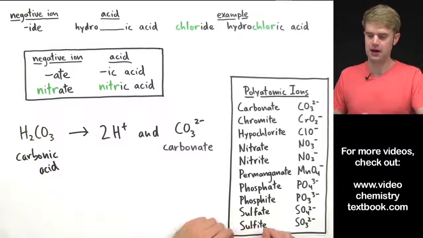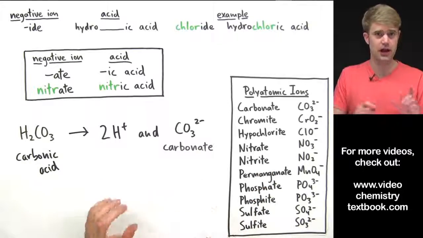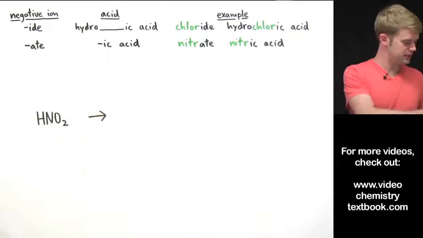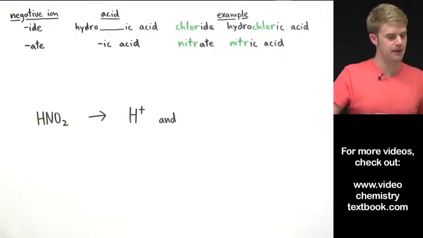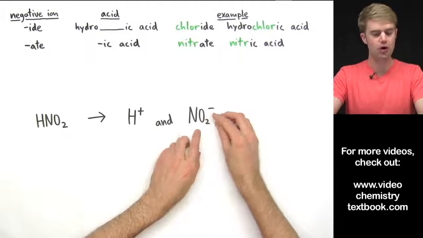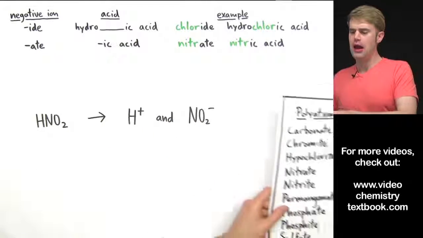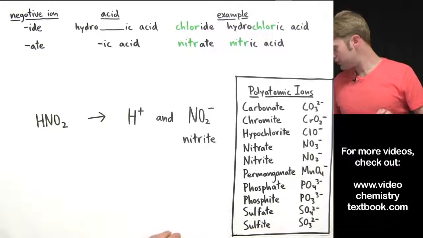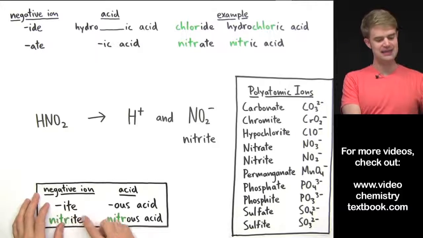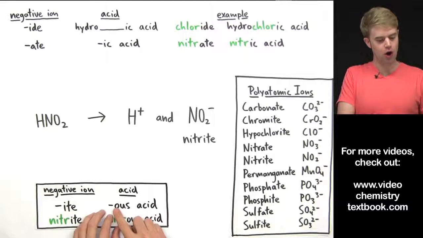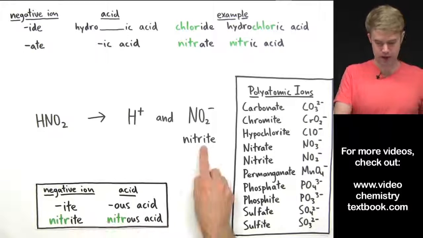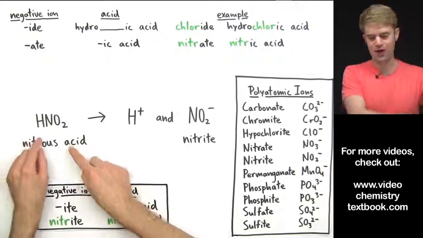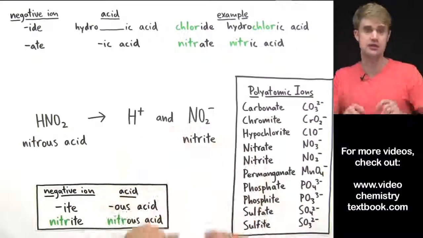Now the other type of polyatomic ion ends in ITE. Let's look at how we name acids containing these. Here we have HNO2. We're going to break this apart into H plus, and then the polyatomic ion, which is everything else, NO2 with a 1 minus charge. NO2 1 minus, what's the name of it? It is nitrite. And the rules that we use to name these are that if it ends in ITE, you remove the ITE and then you put OUS acid. So we go from nitrite to nitrous acid. So nitrous acid is what we call the acid that contains nitrite as its negative ion.